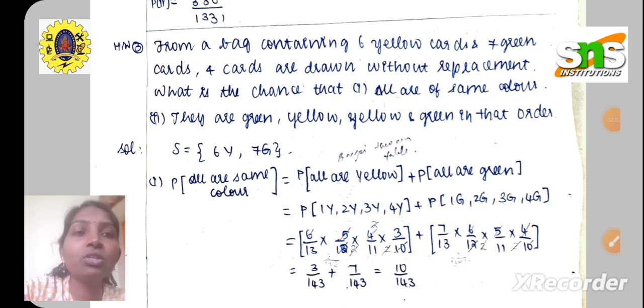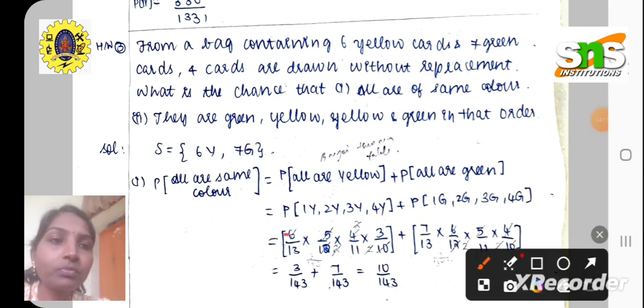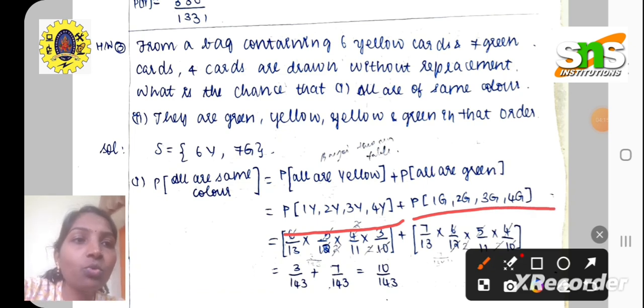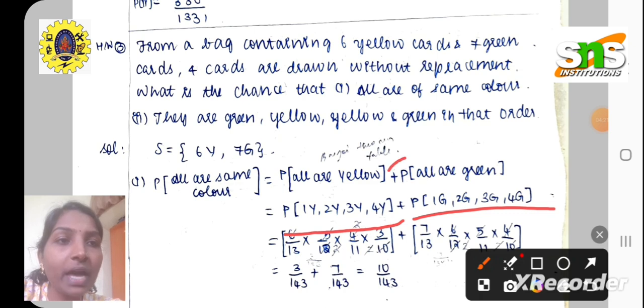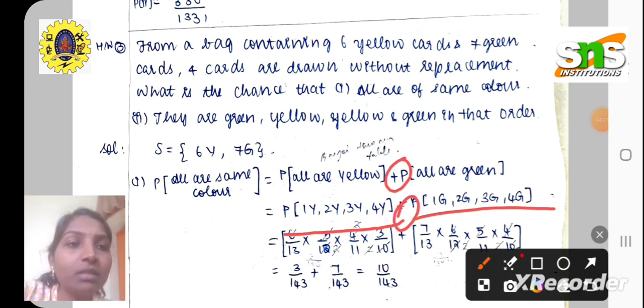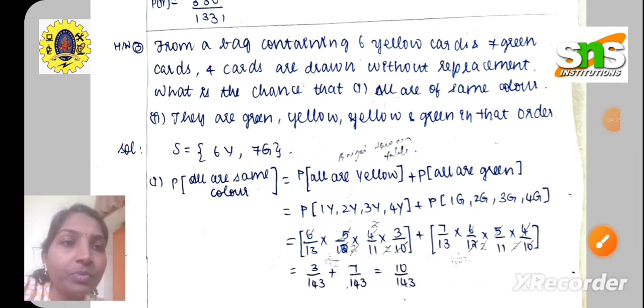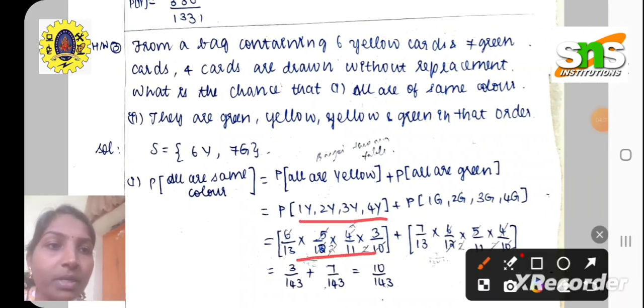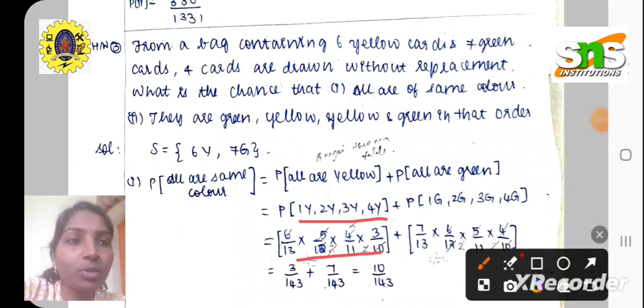Therefore, the probability will be that all are yellow, plus that all are green. If all are yellow: in the first draw 1 yellow, second yellow, third yellow, and fourth yellow. In a similar way, for green: 1 green, 2 green, 3 green, and 4 green. Since we have an OR, we have an addition symbol, and since everything has to happen together, we have a multiplication symbol. This is what we explained in the previous problem also.